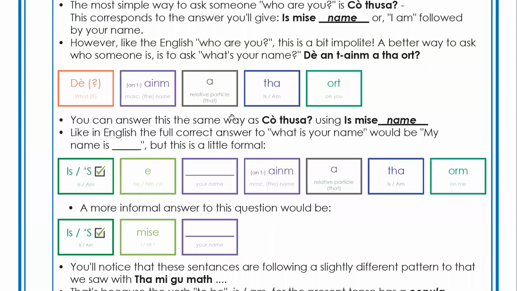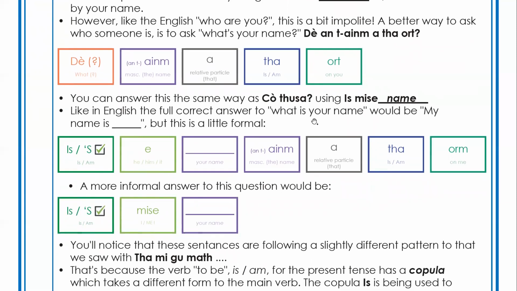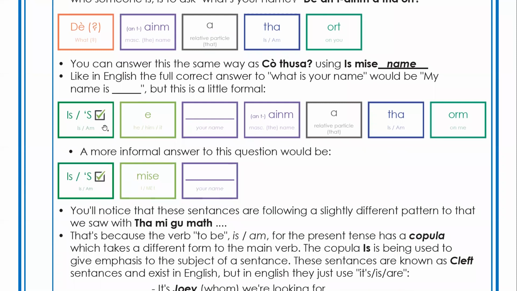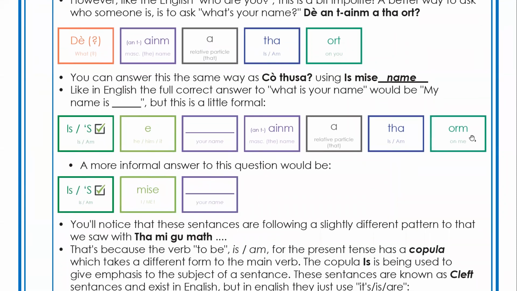So this is often answered the same way that you would answer the Cò thusa, Is mise phrase. You'll often hear an answer to this phrase given as Is mise and then your name. But like in English, you can answer this in a number of ways. So what is your name? My name is. Obviously that can seem a little formal to repeat the question. Sometimes you do it, sometimes you won't. And it's the same in Gaelic. The full answer to this is worth looking at just to get the structure of the phrase, to see how the answer in its complete form is given.